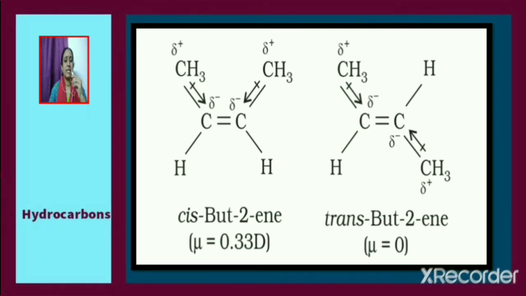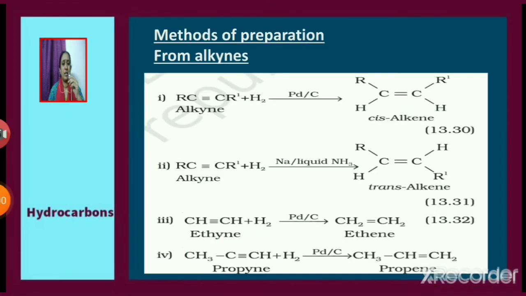Now if we consider cis-but-2-ene and trans-but-2-ene, the dipole moment is found to be 0 for trans-but-2-ene, whereas cis-but-2-ene has a definite dipole moment and it is equal to 0.33 D units. Let us now discuss various methods of preparation of alkenes.